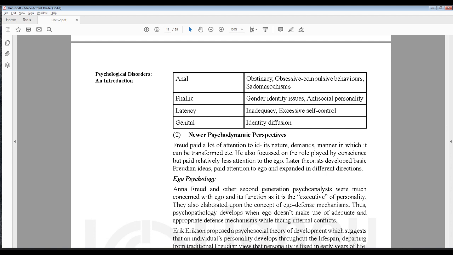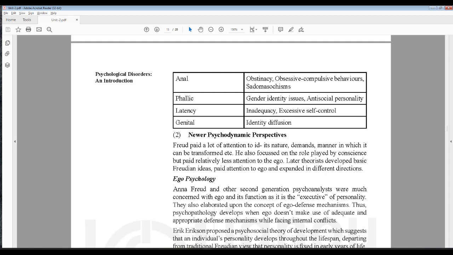Ego psychology. Anna Freud and other second-generation psychoanalysts were much concerned with ego and its function, as it is the executive of personality. They also elaborated upon the concept of ego defense mechanisms. Thus, psychopathology develops when ego doesn't make use of adequate and appropriate defense mechanisms while facing internal conflicts.